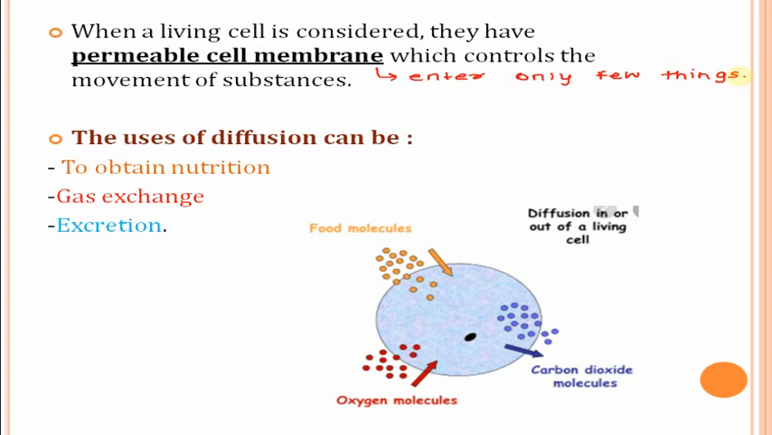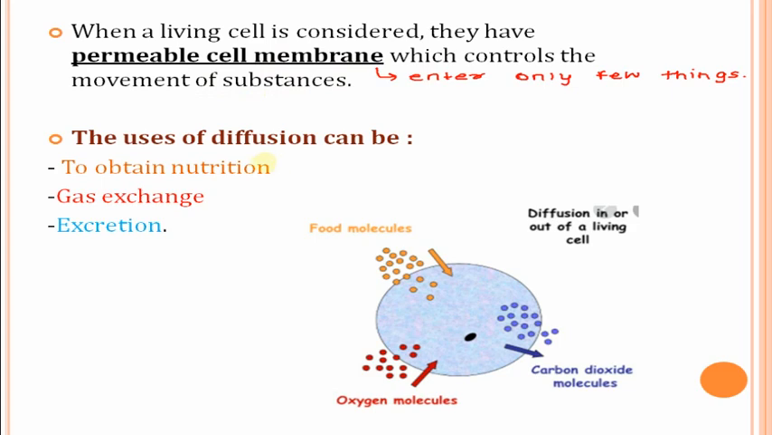The same way, the permeable cell membrane present around the cell will only allow the entry of particular or few molecules and not every molecule that is around the cell. This is to protect the cell from the harmful effect of all the other chemicals or things present outside the cells. So this permeable cell membrane controls the movement of substances. It plays an important role in diffusion, because diffusion occurs when the molecules move from higher concentration to lower concentration.